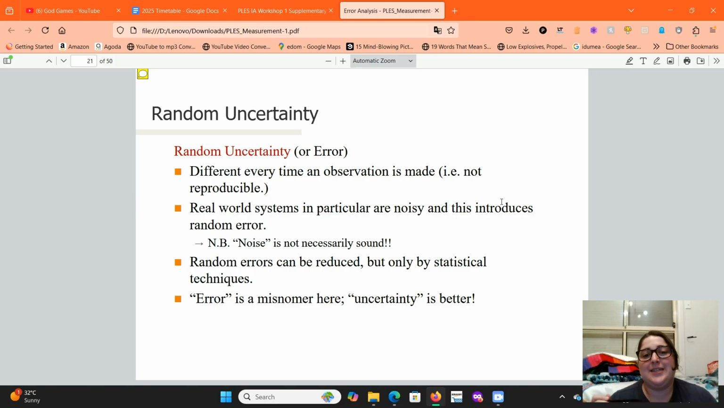Real world systems in particular are noisy, and this introduces random error. And noisy doesn't necessarily mean sound. It means there are other things going on that can change the outcome of a practical. Random errors can be reduced, but only by a statistical technique. Error is a misnomer here. Uncertainty is better. Uncertainty is what we use in uni. For you guys, error is correct.